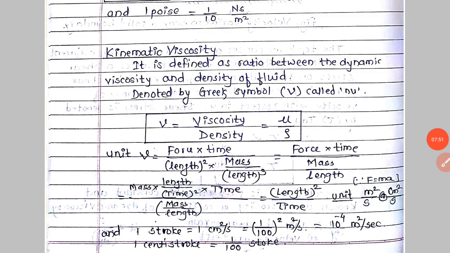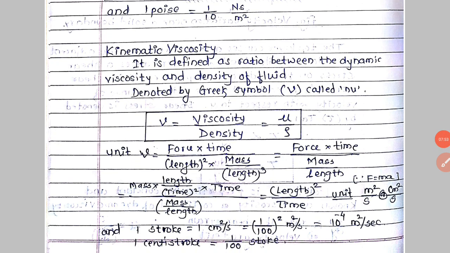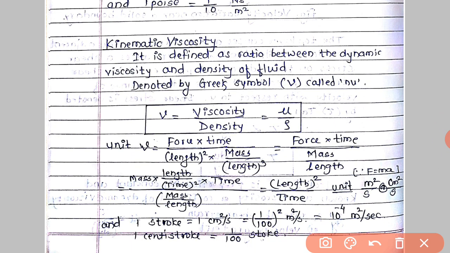So see once again the definition of kinematic viscosity. Kinematic viscosity is defined as the ratio of dynamic viscosity divided by the density of the fluid. This is all about dynamic viscosity and kinematic viscosity.